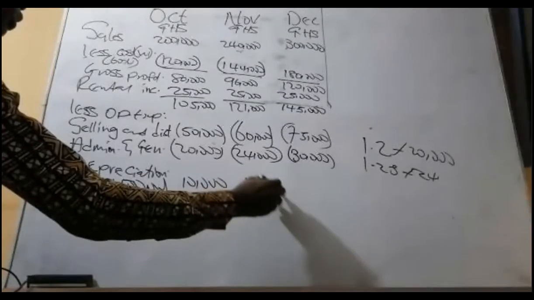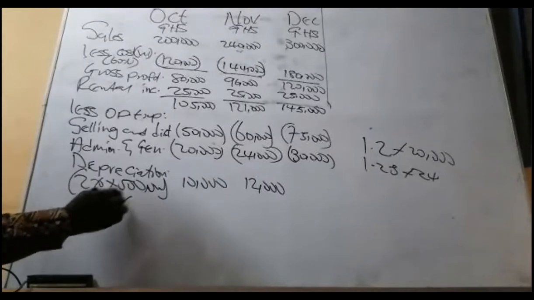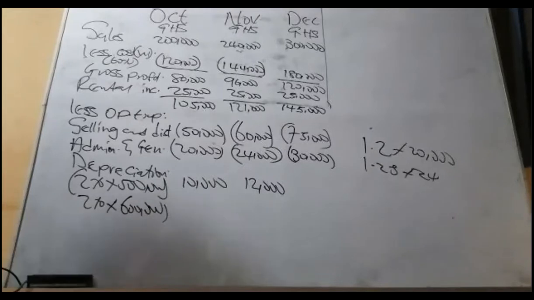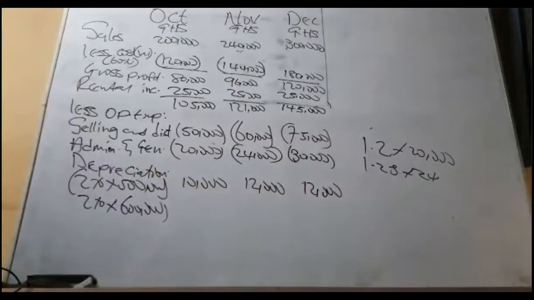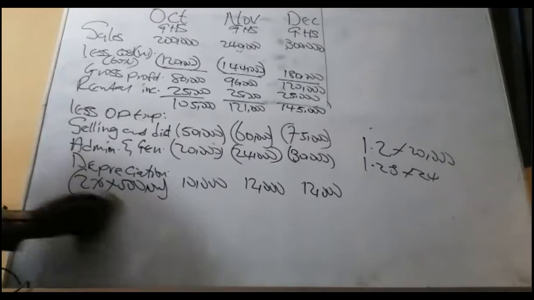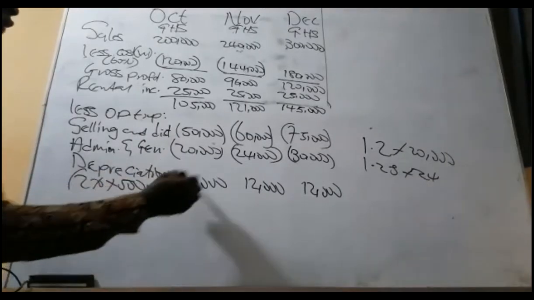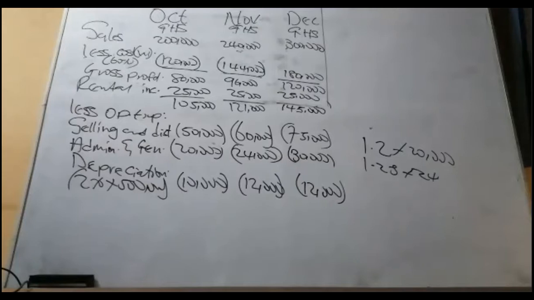So that will be 2% on 600. So 2% times 600,000. That'll give us 12,000. The same applies for December. 12,000. Perfect. Then you are done. So December will be 12,000, and then November too will be 12,000. Great. So we are done with depreciation. So now let's continue the game.